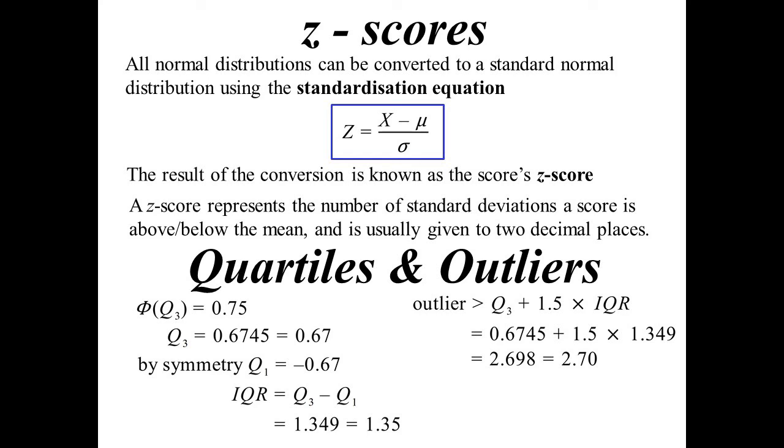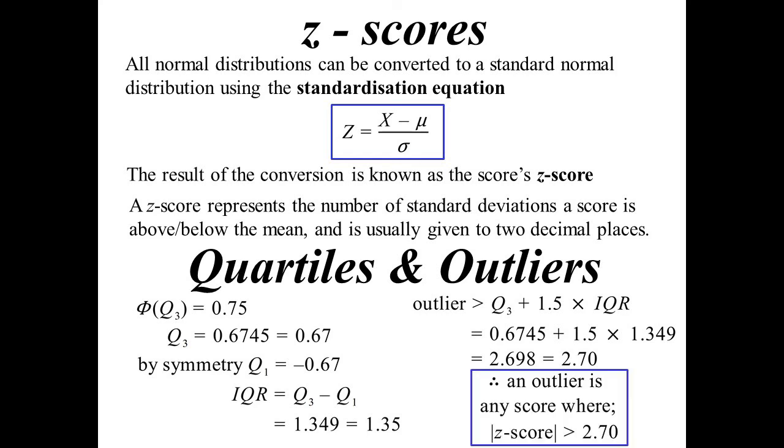be considered an outlier. So we could say the absolute value of the z-score, because on the other end, it would be less than negative 2.70. So the absolute value of the z-score, that would be considered an outlier. Now, if we were talking about your test results, being an outlier at positive 2.70, that's good. Outlier at negative 2.70, ooh, I'm not showing that to anyone.